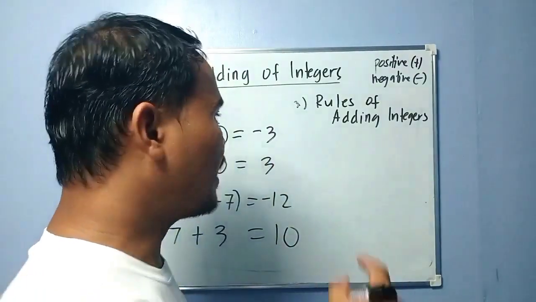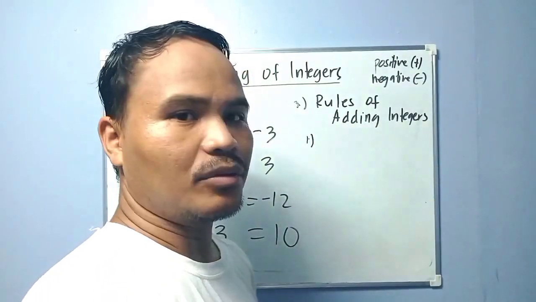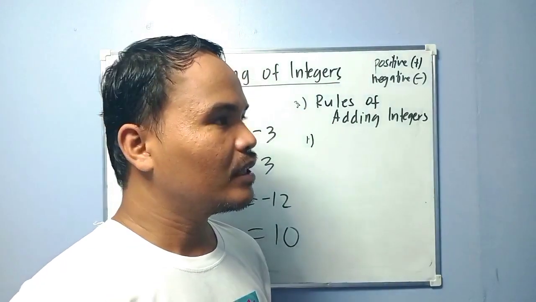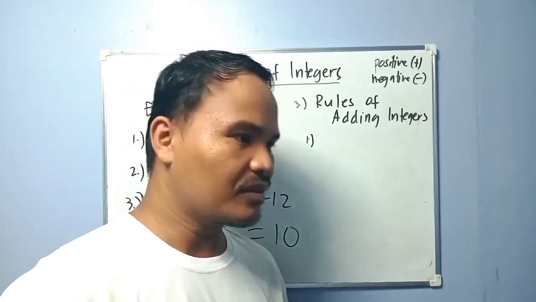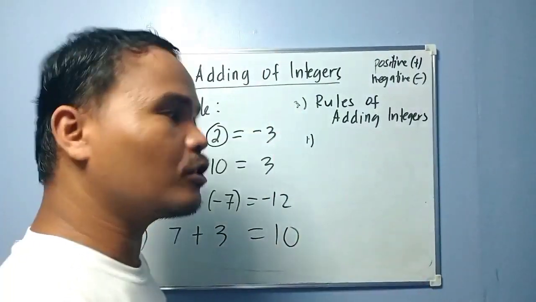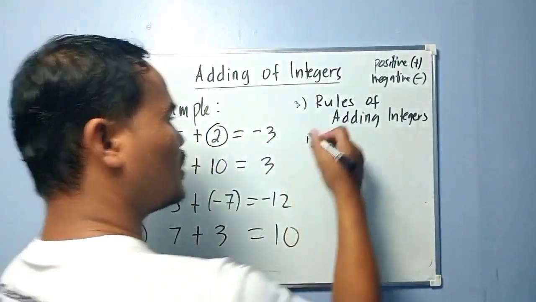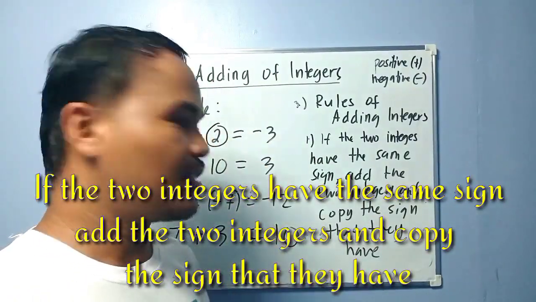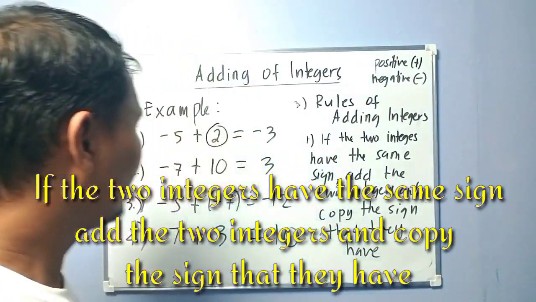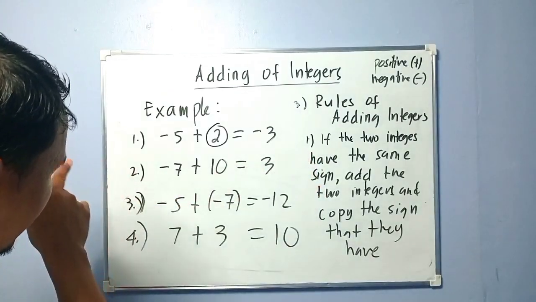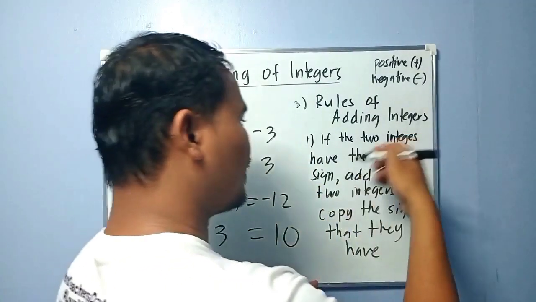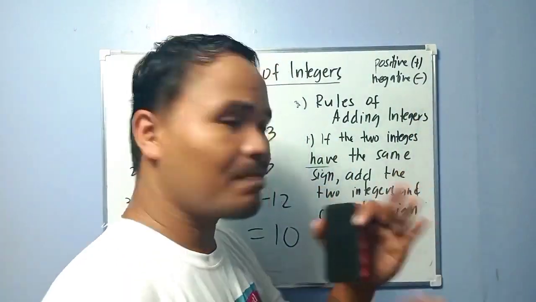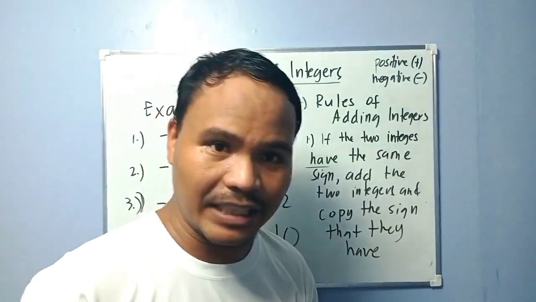In my case, I memorized the rule. Unlike with bayad at utang, we will have difficulty with it, and especially with the second method of the girl and the boy, if the numbers given are bigger, like thousands or millions. So the third solution that I'm going to introduce is the rules of adding integers. The first rule: if the 2 integers have the same sign, add the 2 integers and copy the sign that they have. In our example, number 3 and number 4, when we say same sign, the two integers could be both positive or both negative.